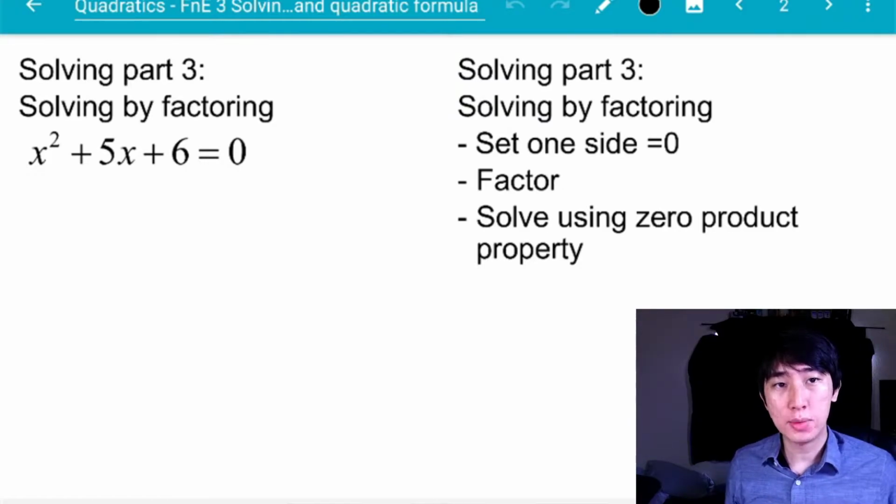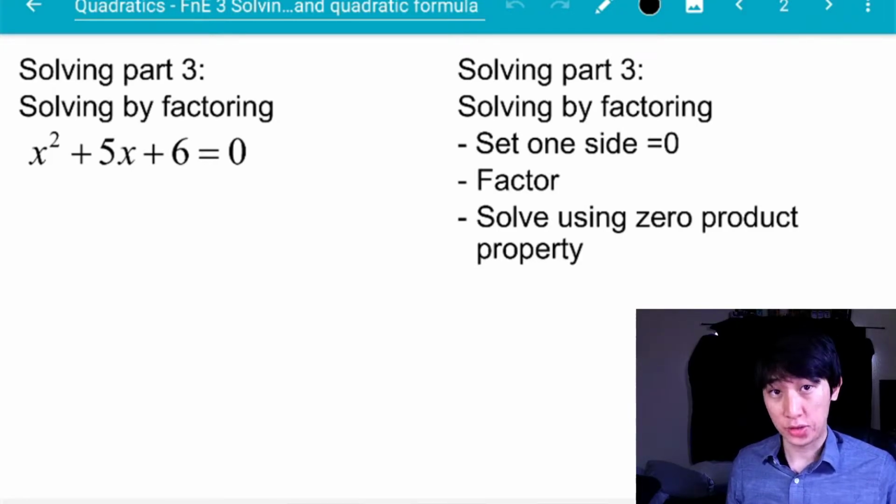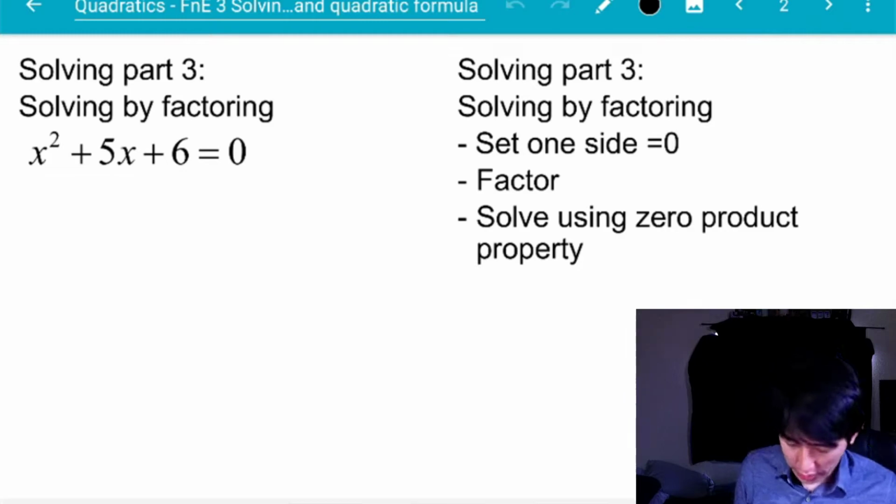So there are three steps when you're solving by factoring. Number one, you set one side equal to 0. The second thing is you factor, and then number 3, you solve using the zero product property. This method does not always work because not every quadratic is factorable. But if you're good at factoring, this is a really quick method. It's a really nice method, and it's pretty easy. So let's factor this out.